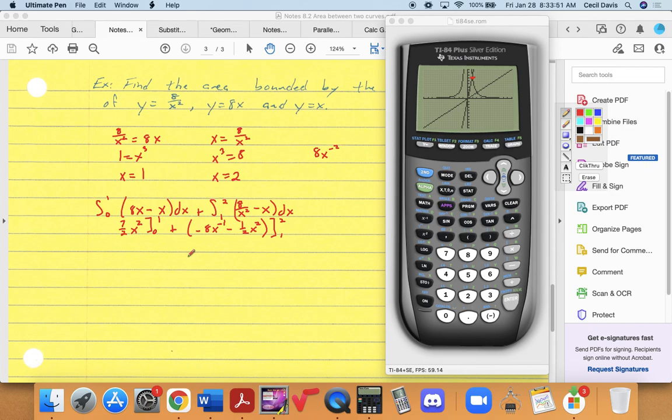Would this be a free response problem? Could be a multiple choice.